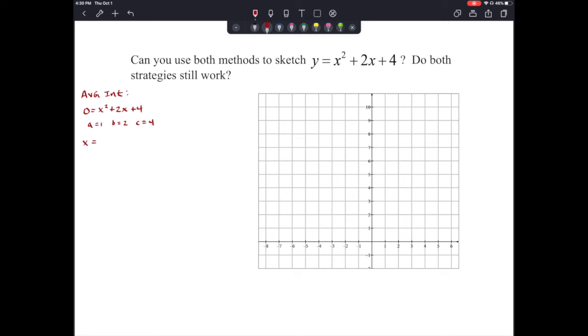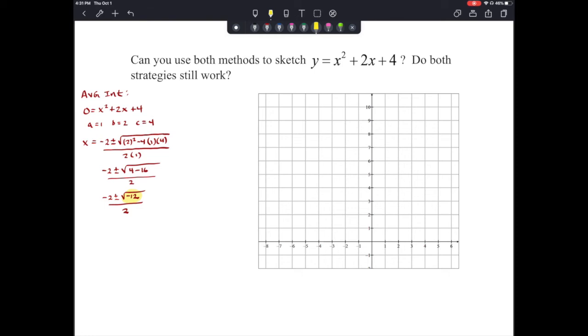And we've got x equals negative 2 plus or minus the square root of 2 squared minus 4 times 1 times 4, all over 2 times 1. And as we go through it, negative 2 plus or minus the square root of 4 minus 16, all over 2. Well, we run into a problem here. Negative 2 plus or minus the square root of negative 12 over 2. Well, what does this mean if we have a square root of a negative 12?